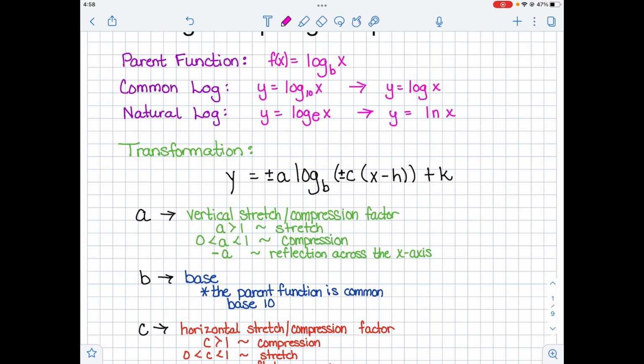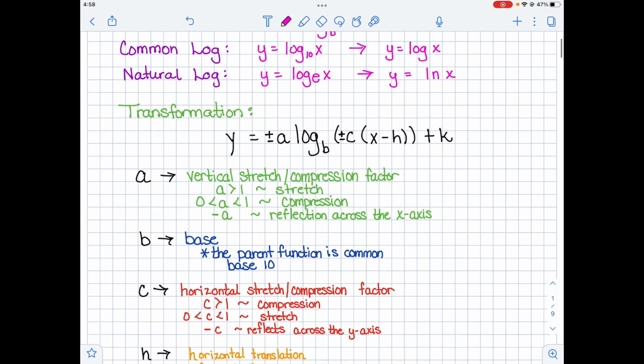And then if we have a number inside of our parentheses, in our argument, a c, that's a horizontal stretch or compression factor. And it is opposite of what we think, so it's opposite of what the vertical does, so make sure you remember that part. Of course, if it's negative, then it is going to reflect across the y-axis.